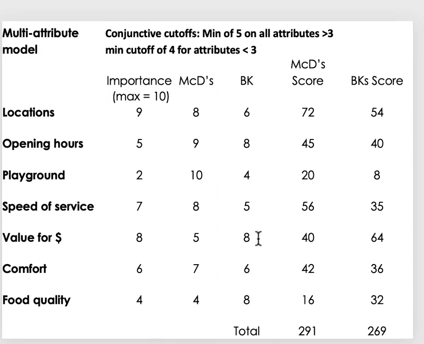8, that's above 5. 6 is above 5, and 8 is above 5. So if the consumer is using a conjunctive rule, they would end up going with Burger King. So one of the broader points here is that depending on the model that a consumer is using, that can lead them to make different choices.